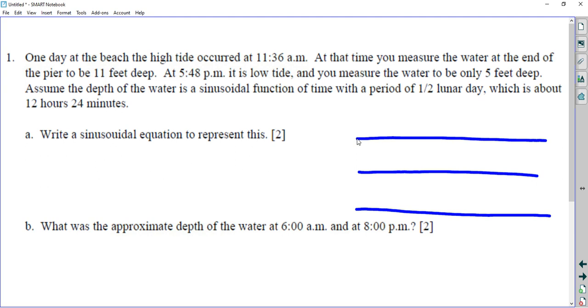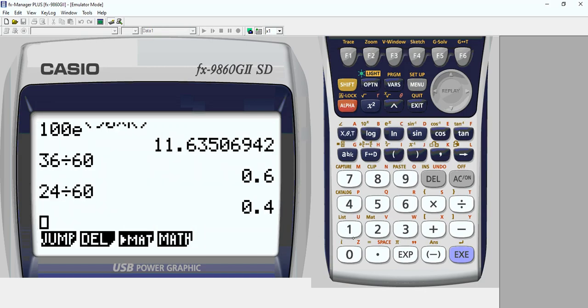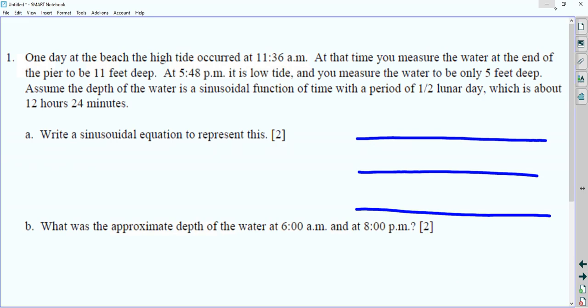Based off of what we're reading right here, it says it hits high tide at 11:36 a.m. We need 11:36 converted to a decimal time. So we take the 36 minutes divided by 60. You can use your calculator. 36 divided by 60 is 0.6, so that is 11.6 o'clock as a decimal. At that time you're at high tide, and high tide is 11 feet deep. So that tells us two things: high tide is 11 feet, and we're there at 11.6.